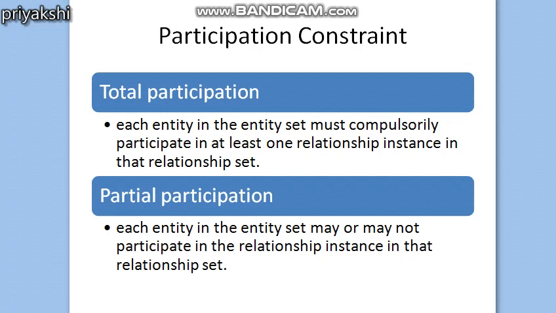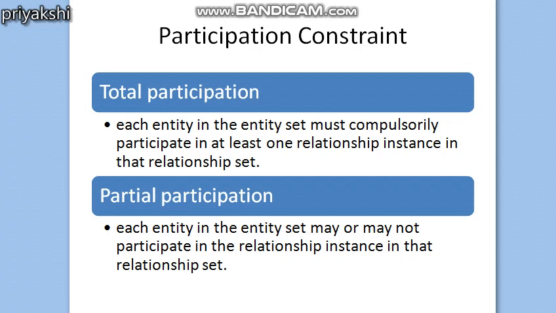So total participation is also known as the existence dependency. Okay, so what is total participation? In total participation, each entity in the entity set must compulsorily participate in at least one relationship instance in the relationship set. Okay, it is also known as compulsory participation in some books. And in case of partial participation, each entity in the entity set may or may not participate in the relationship instance in that relationship set.